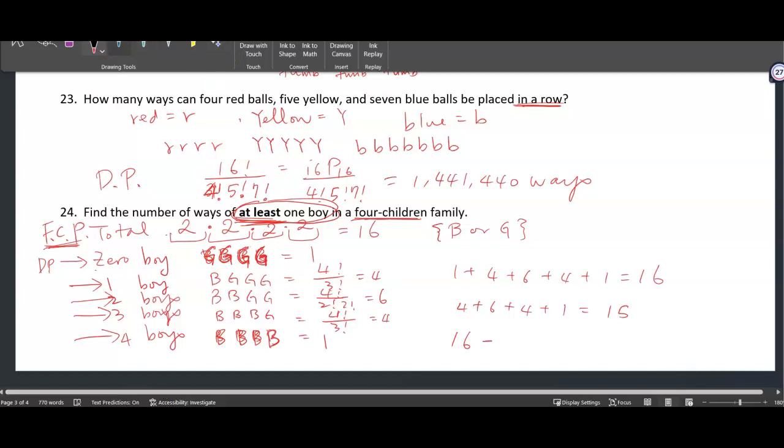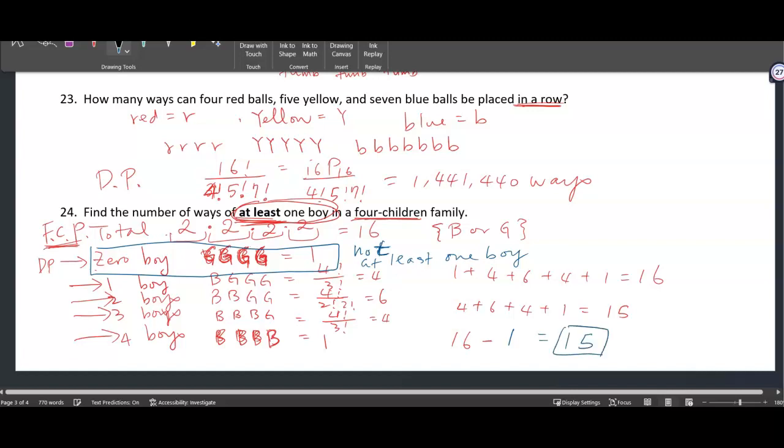Which one is the complement, right? The one that's 0 boy is not at least 1. This is not at least. This is the case that's not at least 1 boy, right? So we can use the total to subtract the one that is not at least one boy, which is 1 choice. And so you will get 15 either way, okay? So which method do you like? I like this complement method.